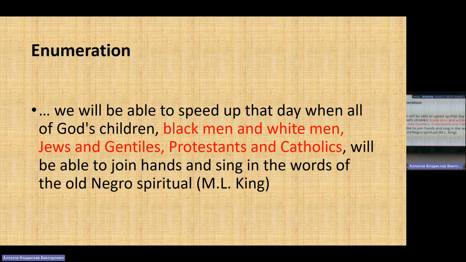This is a famous example of enumeration from Martin Luther King's speech. And here we have this enumeration. It's actually quite complex, right? We have three sets connected with and, six different things. Черные, белые, евреи, язычники, протестанты, католики. And by enumerating things, he wants to show us the fullness, right? That all manner of things, these and these and that and those and these, right? They will all be united.